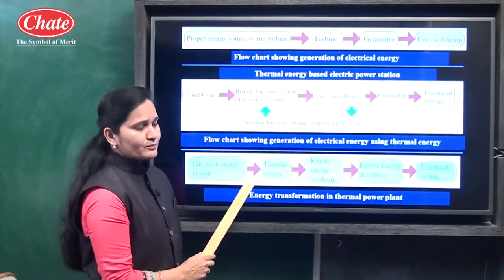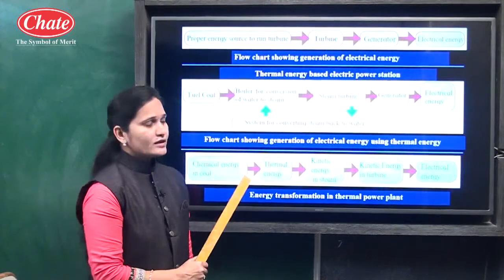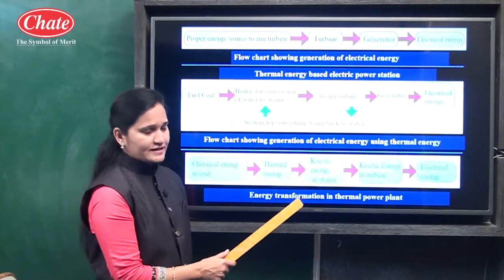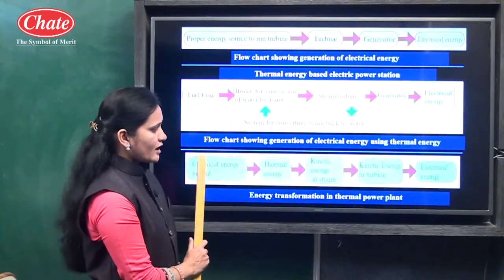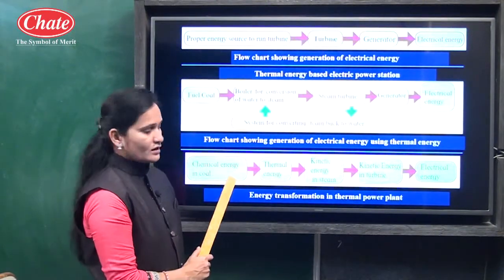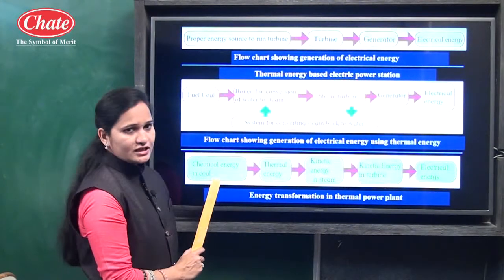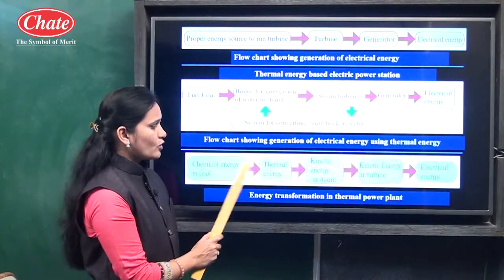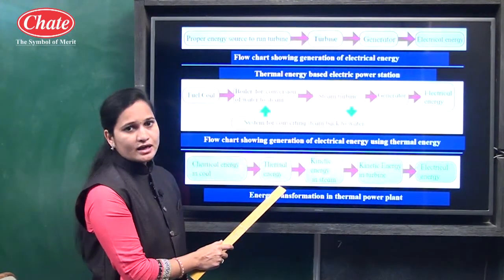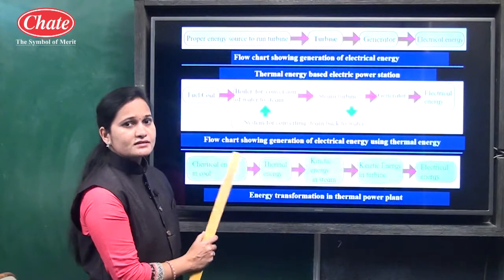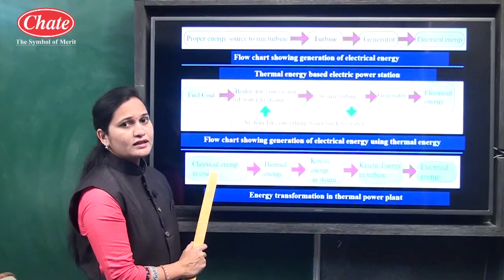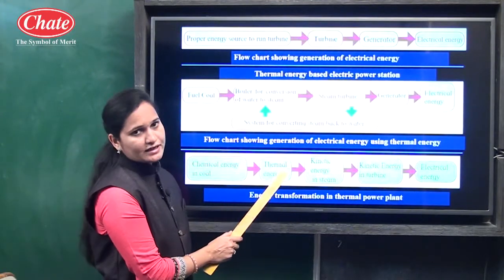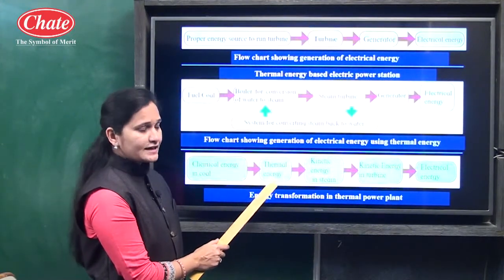Here we can see energy transformation in a thermal power plant. In a thermal power plant, thermal energy is useful as a fuel. How energy transformation takes place in this thermal power plant, the chart is here. Which type of energy is present in the coal? Chemical energy in the coal. It gets converted into thermal energy. Why? Because we use this chemical energy to boil the water, and after the boiling of water, it gets converted into thermal energy, meaning heat energy.